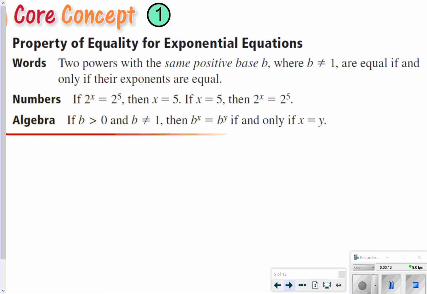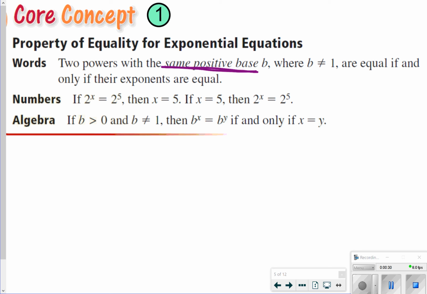First thing we want to know is what property we're using. This is called the property of equality for exponential equations. It just says if two powers have the same positive base, so they have to have the same base, and b is not equal to 1, they're going to be equal if and only if their exponents are equal.